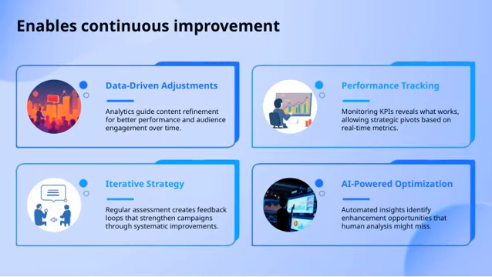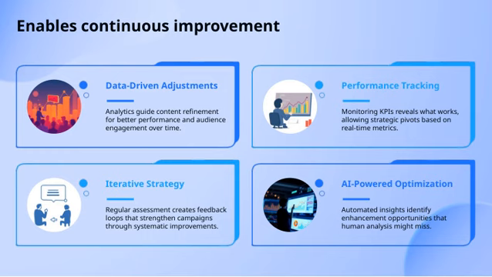Enables continuous improvement. Data-driven adjustments are at the core of this process. By analyzing data, we can refine our content over time to achieve better performance and greater audience engagement. This isn't a one-and-done deal. It's an ongoing cycle where analytics help us make smarter decisions. Performance tracking is crucial. By monitoring our KPIs, we can see what's working and what isn't in real time. This allows us to pivot strategically, focusing our efforts where they matter most.